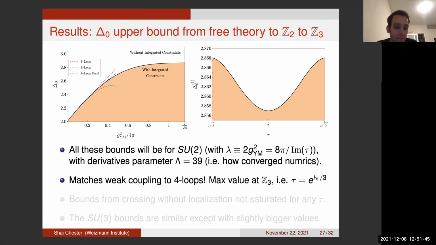And in fact, it saturates it for an even larger value of G-Yang mills than you might have naively expected. Because after all, weak coupling estimates, these are asymptotic series. Maybe it should have only worked in the very small region, but here it's working all the way up until like 0.5, which I think is very nice. And you can see also that each loop makes it even better.